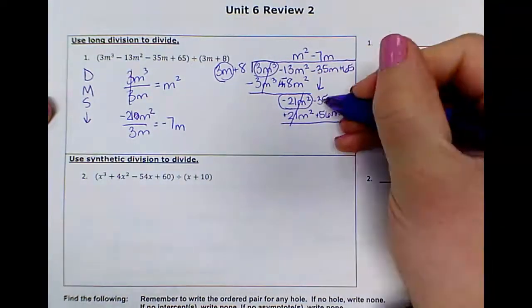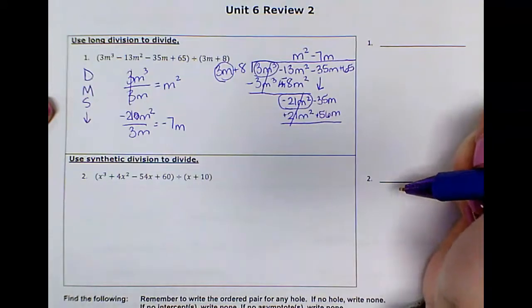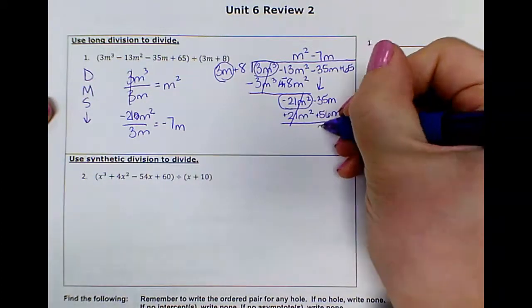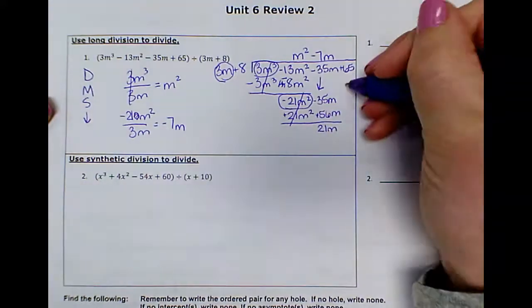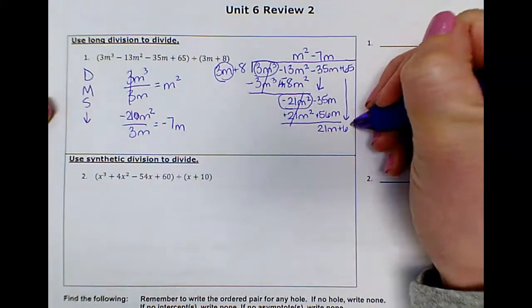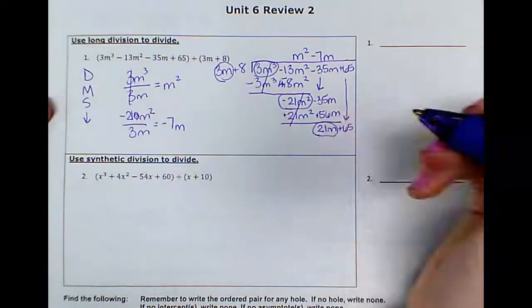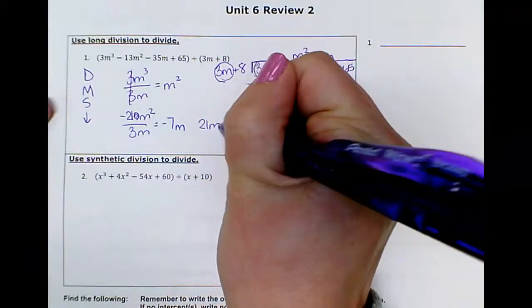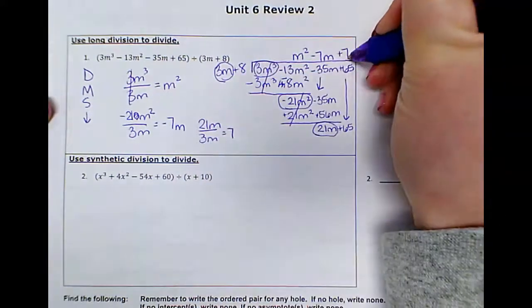These cancel out, and when I put these two together, it's like 56 minus 35. So if I do 56 minus 35, I get 21m. I bring down my plus 65. And I start the process over again. Dividing only the first terms, 21m over 3m is simply 7, so plus 7.